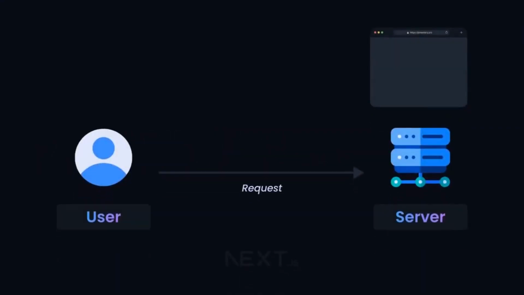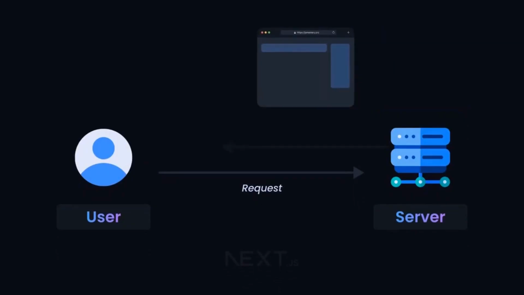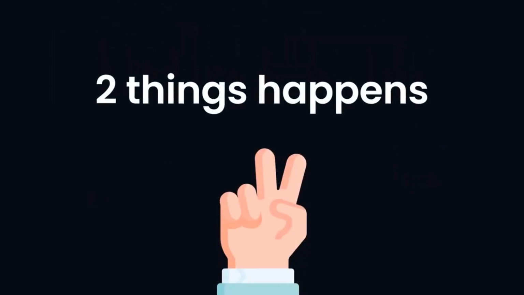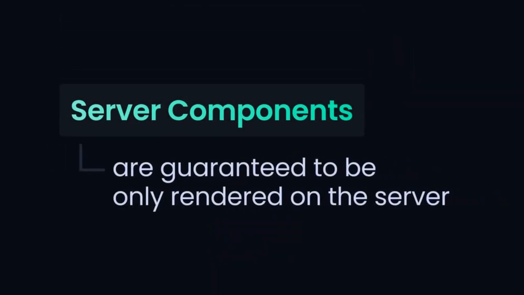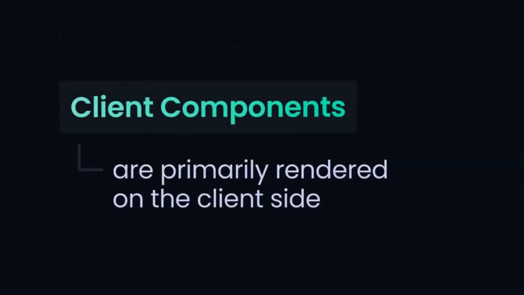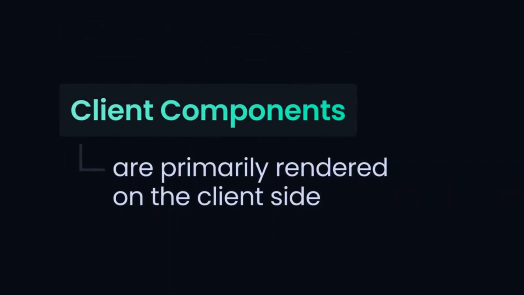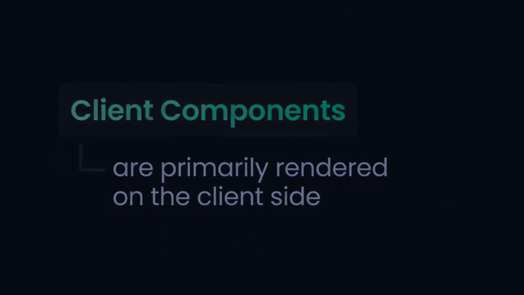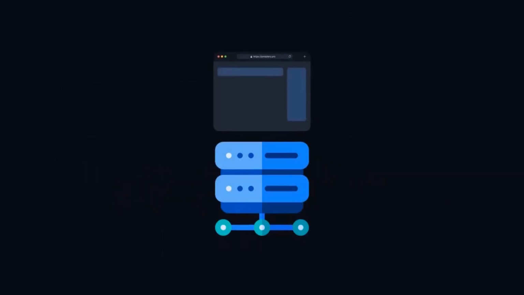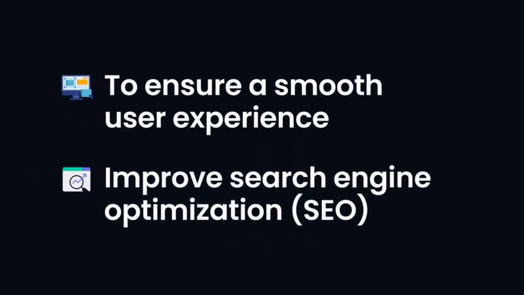Why is that? Well, that's because Next.js performs pre-rendering of certain content before sending it back to the client. So basically two things happen. Server components are guaranteed to be only rendered on the server. On the other hand, client components are primarily rendered on the client side. However, Next.js also pre-renders them on the server to ensure a smooth user experience and improve search engine optimization.